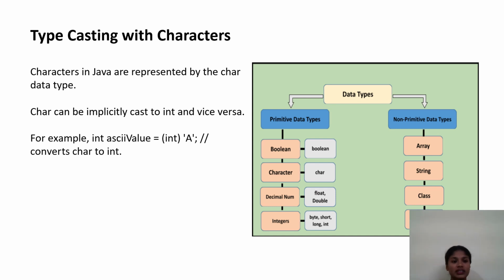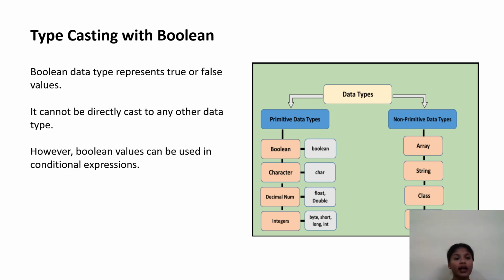Typecasting with characters. Characters in Java are represented by the char data type. Char can be implicitly cast to int and vice versa. We can use the process of typecasting to convert the char data type to the int integer data type in Java.